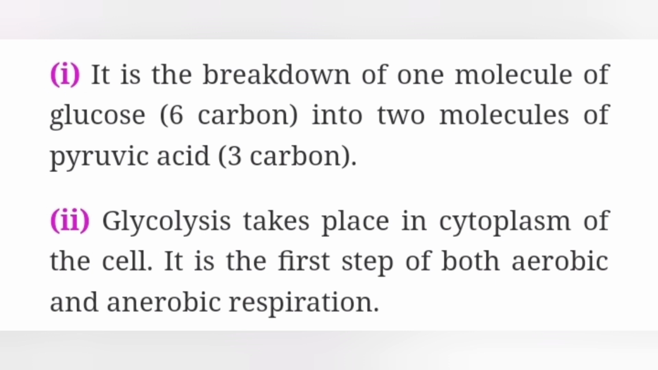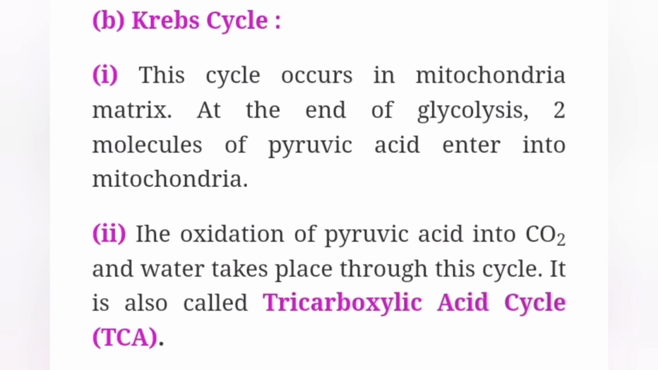It is the first step of both aerobic and anaerobic respiration. Then option B, Krebs cycle. First point, this cycle occurs in the mitochondrial matrix at the end of glycolysis. 2 molecules of pyruvic acid enter into mitochondria. Second point, the oxidation of pyruvic acid into CO2 and water takes place through the cycle. It is also called the tricarboxylic acid cycle, TCA.